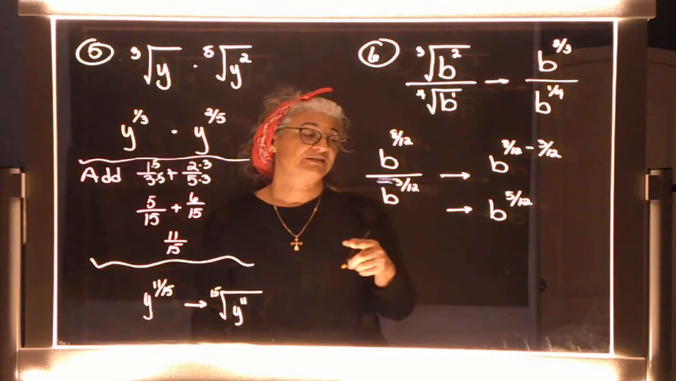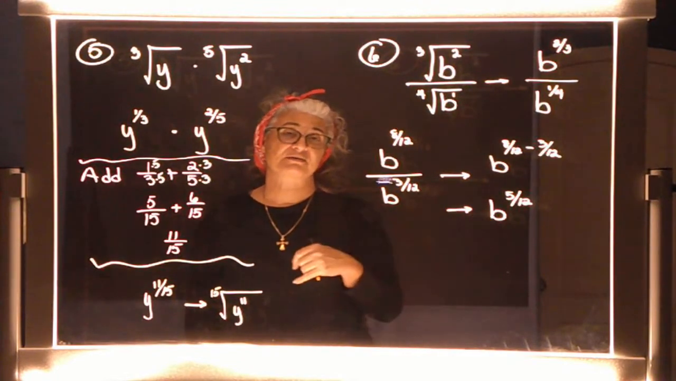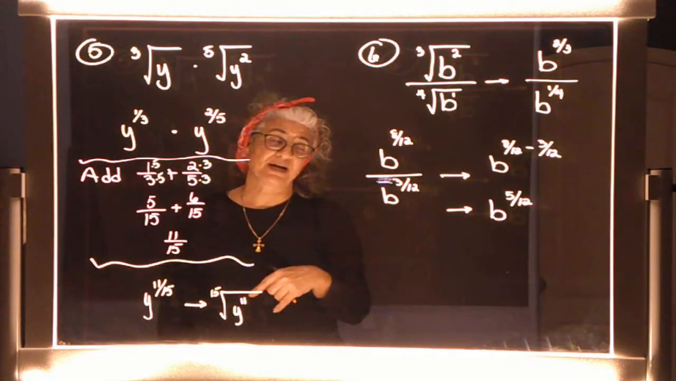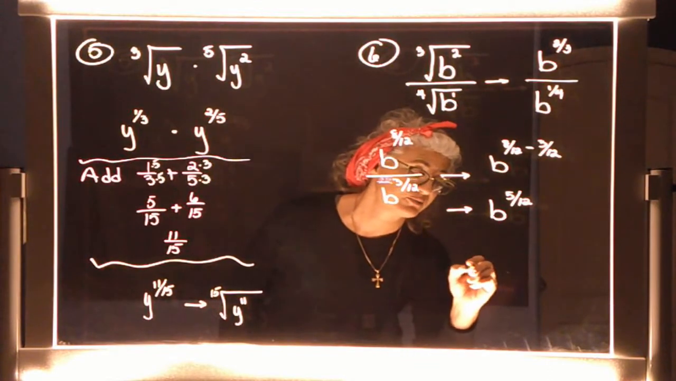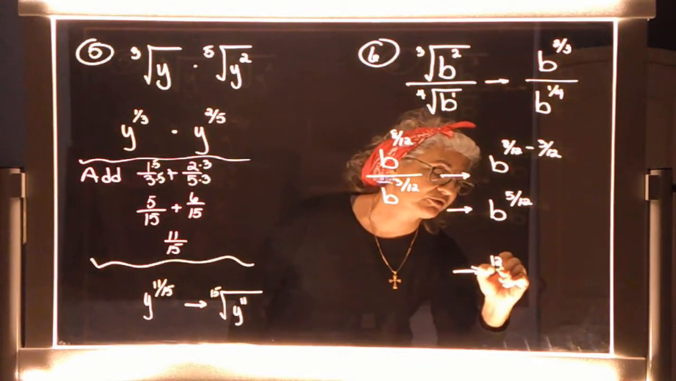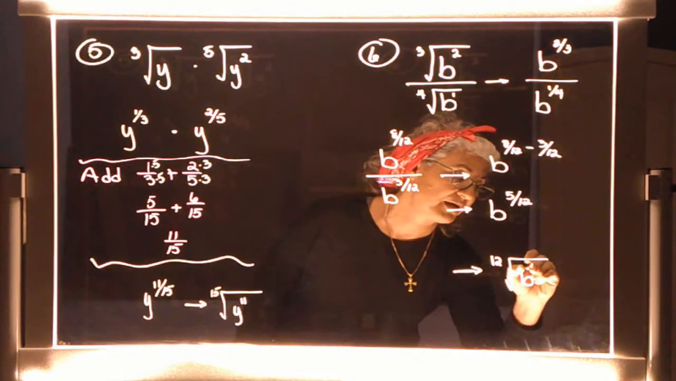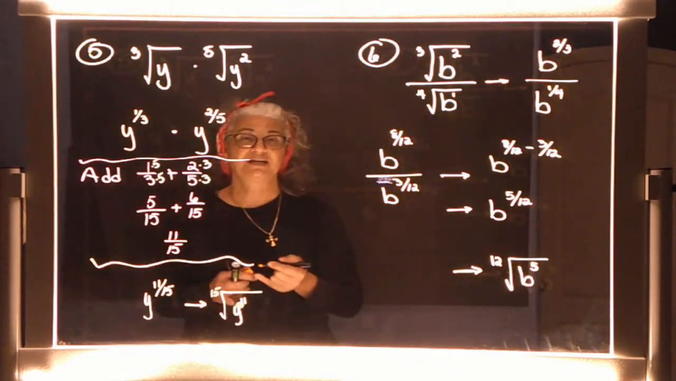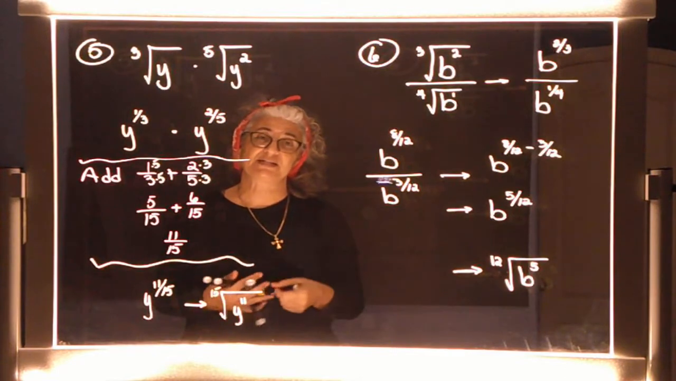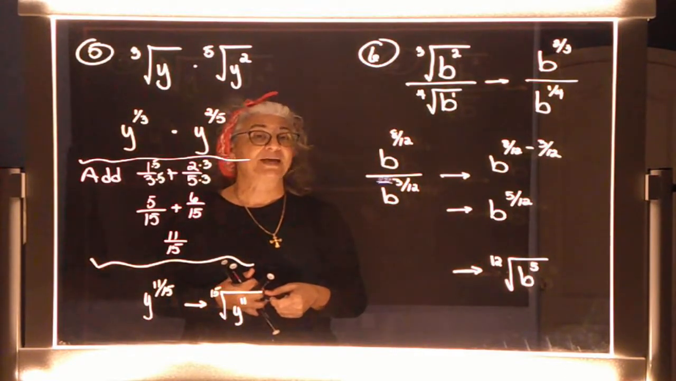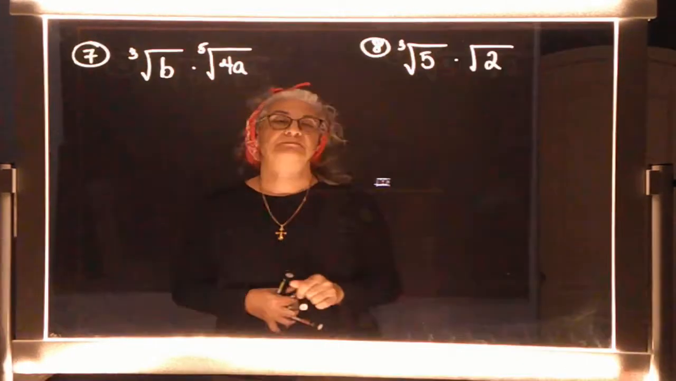If they want it left as an exponent, there it is. But if they want you to rewrite it with a radical, what's my root? Good, the 12th root of what? B to the power of 5. Excellent. How are we doing? Is this making sense? Cool. Hang in there. Got some more examples for us.